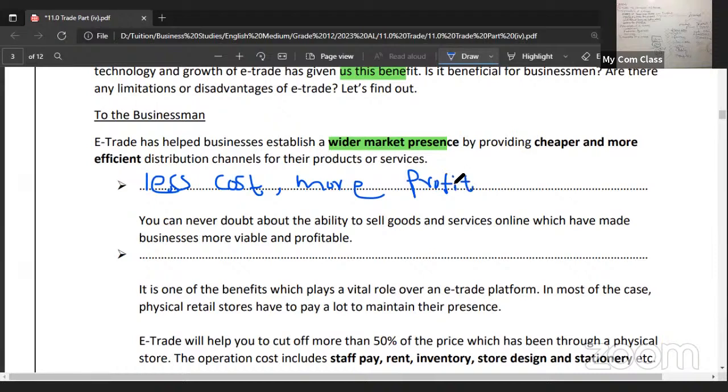What they're saying is, you can never doubt the ability to sell goods and services online, which has made business more viable and profitable. Never doubt. I gave a nice example: Amazon.com.